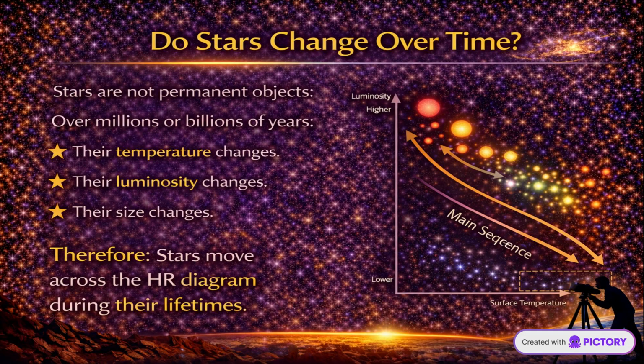The answer is yes. Stars are not permanent objects. Over millions or even billions of years, their physical properties continuously evolve. Their temperature changes, their luminosity changes, their size also changes. And because of these changes, stars do not stay at one point. They move across the HR diagram during their lifetimes.